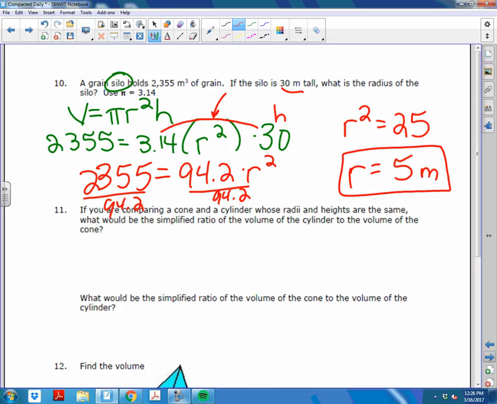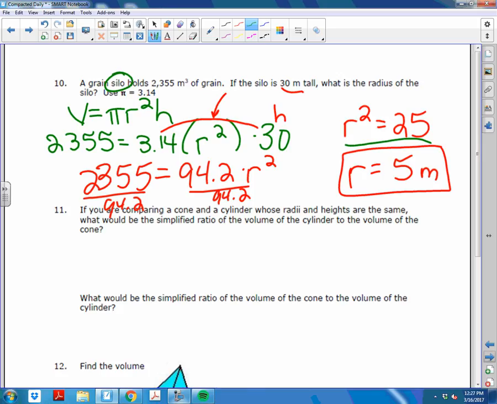Guys, when you have a variable to a power, leave it and get it by itself, and you'll end up with something that becomes a little bit more solvable. Okay?